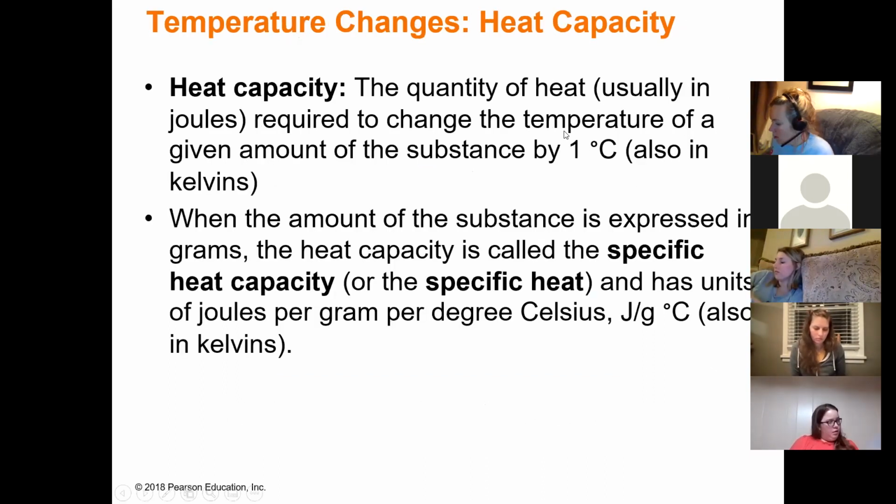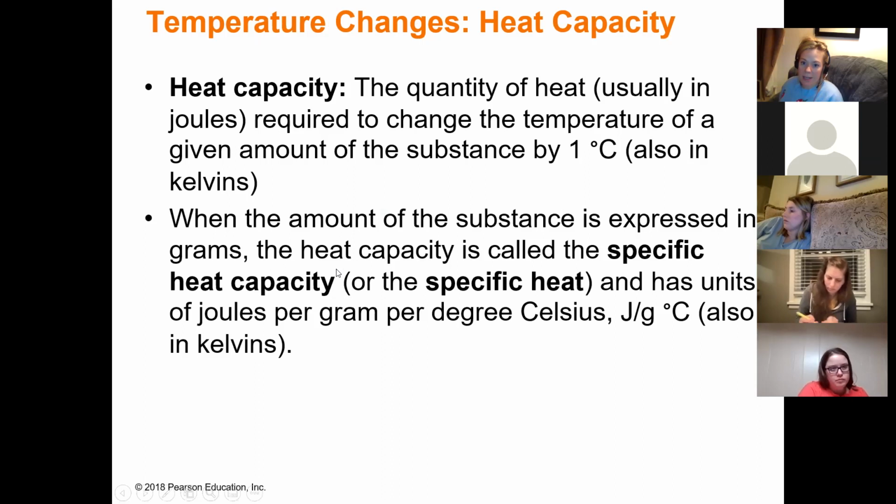There are some more things that have the word heat in them that don't mean temperature. Temperature is the measurement of thermal energy. Heat is the transfer of energy from one thing to another. Then we have this thing called heat capacity. Heat capacity is the quantity of heat, usually in joules, required to change the temperature of a given amount of a substance by 1 degree Celsius. We don't use heat capacity a whole bunch, but we do use specific heat capacity, which is sort of more detailed. Specific heat capacity is the amount of heat required to raise a certain amount of material a certain temperature.